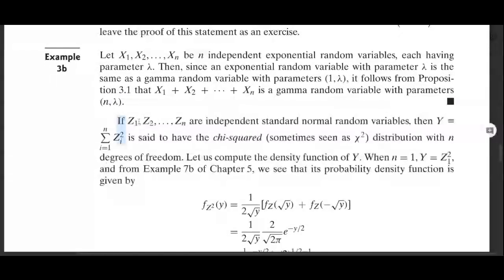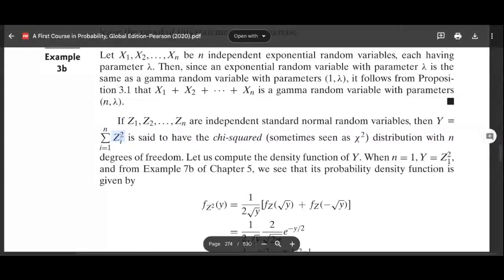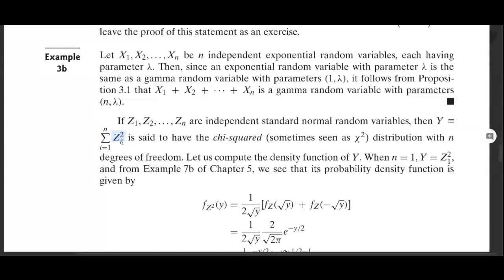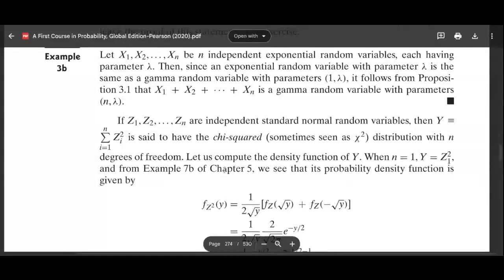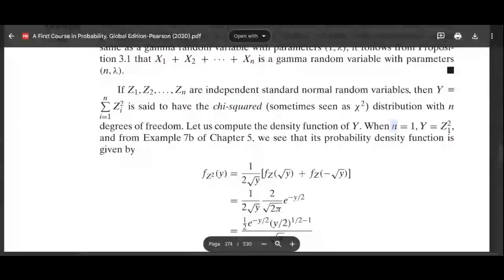If Z1 up to Zn are independent standard normal random variables, then Y equals the sum of Zi squared. It's said to have the chi squared distribution. Okay, this is the famous stuff. Chi squared distribution, right, with n degrees of freedom. So now let's compute. Right, n equals 1, Y equals Z1 squared.